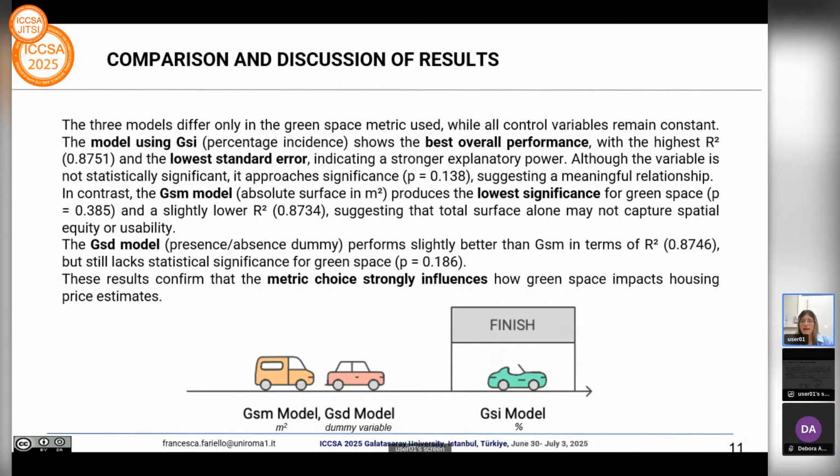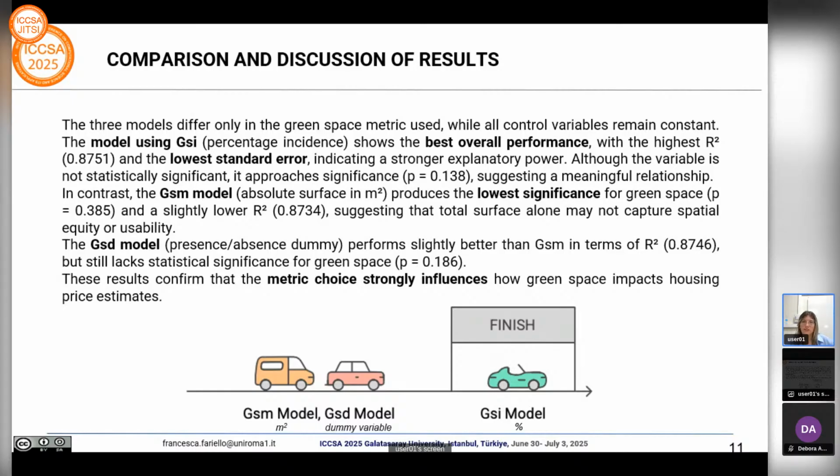It has the highest R-squared value and the lowest p-value, 0.138. Close to the significance threshold. This suggests a potentially real relationship between proportionate green and property value. The model with GSD, the binary variable presence absence, performs somewhat less well. Its simplicity penalizes the ability to capture important nuances.